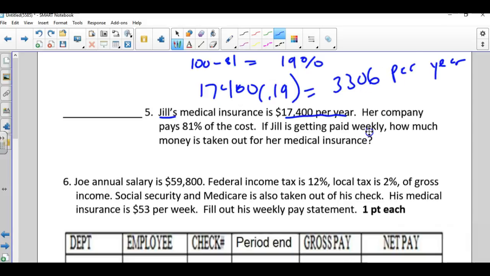Well, he gets paid weekly, right? He gets paid weekly. So if I take this amount right here and divide that by 52, because that's weekly, then we have $63.58. All right, this is how much he will pay per week for his portion, his 19% of his yearly medical bill.